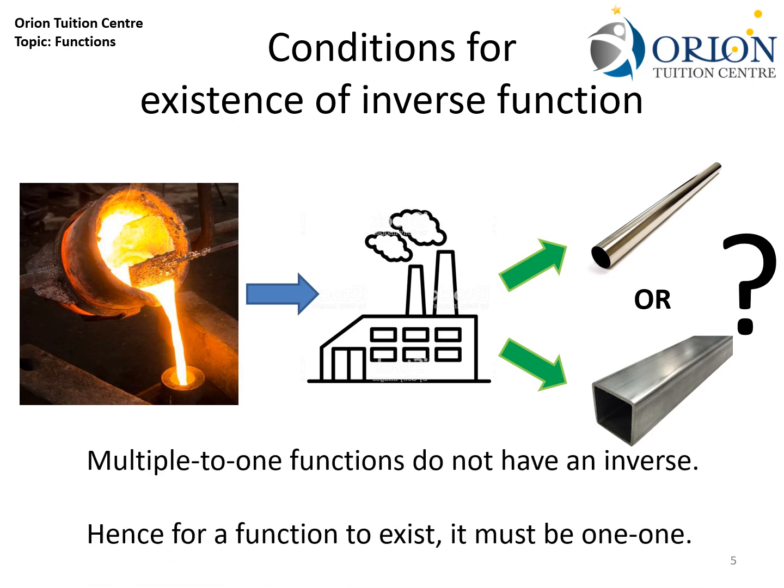This tells us that 2-to-1 functions, or more generally, many-to-1 functions, do not have an inverse, because the inverse function will not know what to undo. Therefore, the condition for an inverse function to exist is that the function must be a 1-1 function.